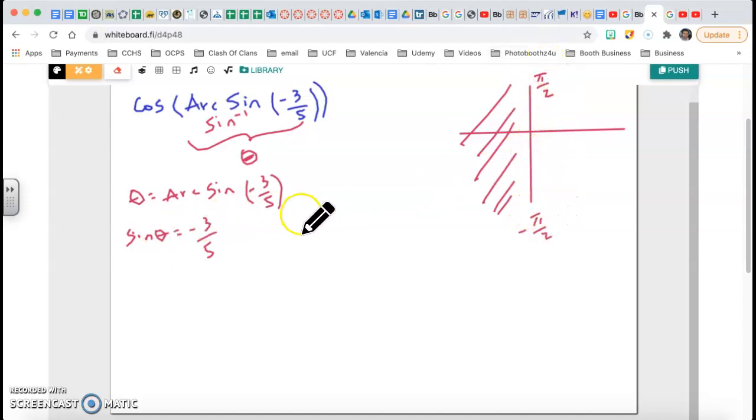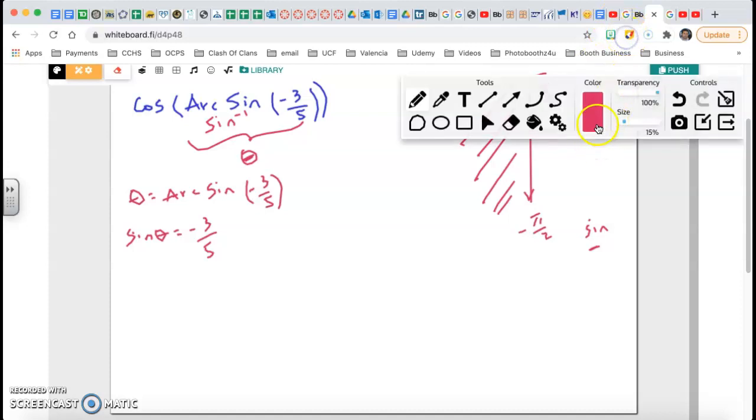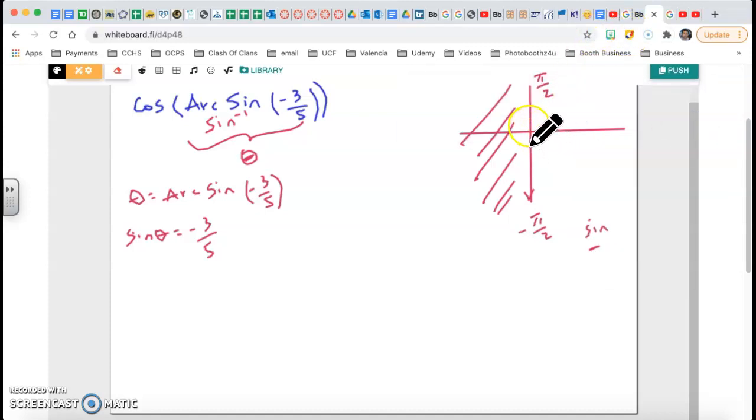So let me create this triangle. I have sine of theta is -3/5. My sine is negative here in Q4. Here my sine is negative. Okay, because remember, sine is your y and your y is negative here. Alright, so let's create a triangle. Let's get a blue color here to make a difference. And let's make my, here we go, something like that. This is going to be my angle theta.